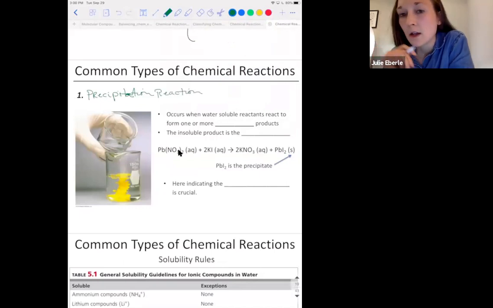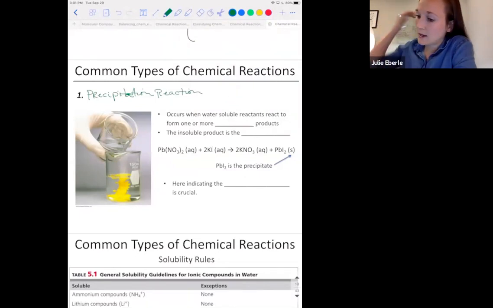Okay. So you guys are familiar with what a precipitate is because we talked about that the very first week of class. It is a solid that is suspended in a solution or in a liquid. If you look at this picture on this slide, you see 2 beakers with a clear solution. And then when you mix them together, you get this bright yellow precipitate. It's a solid dispersed in a liquid.